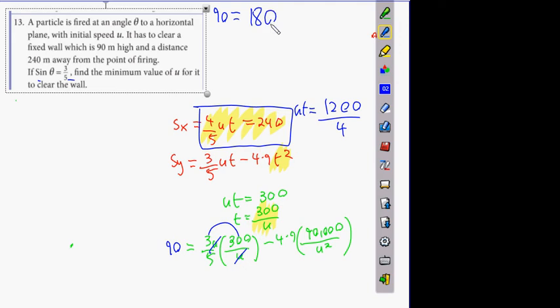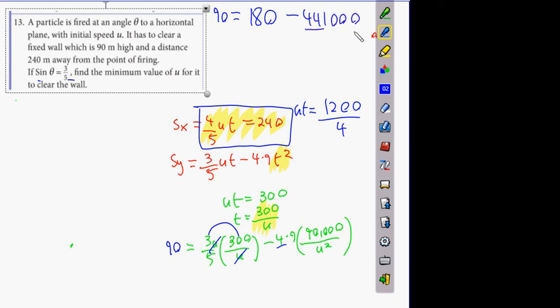What's 4.9 multiplied by 90,000? Anybody? 441,000. Sorry? 441,000. Okay. All over U squared.